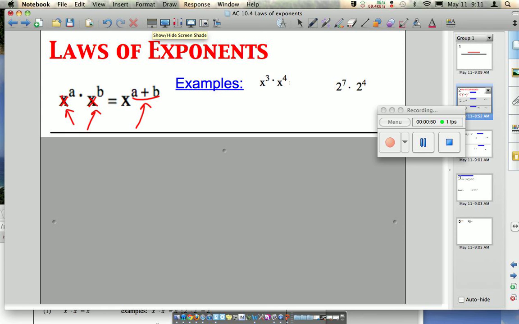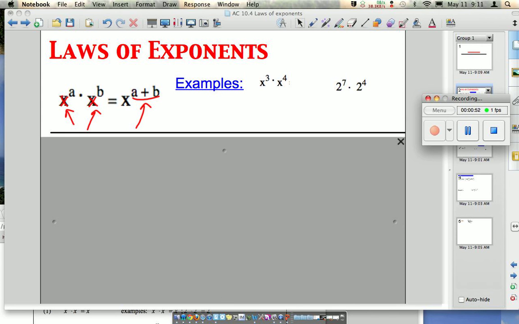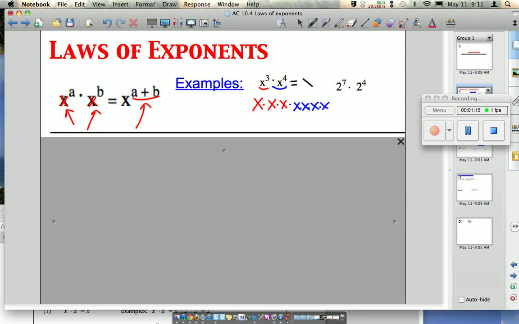I could write them out just to prove this to you. The x to the third, remember, means take x and times it by itself 3 times. That's what x to the third is. X to the fourth means take x and multiply it 4 times. So this is what I have. Look at how many x's. I have 7 x's. So this equals x to the 7th. And all we had to do was add the exponents. So when the numbers get too big for you to write this out, you simply add the exponents.